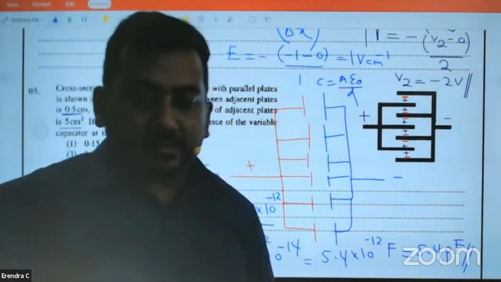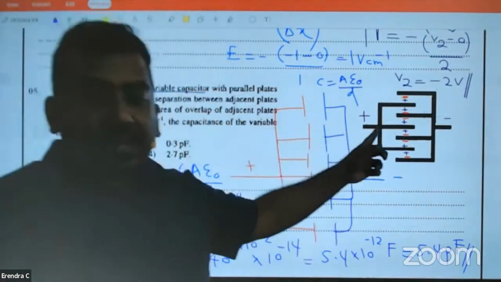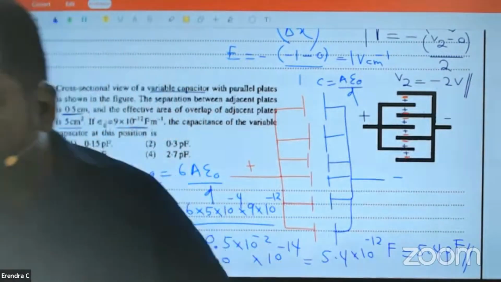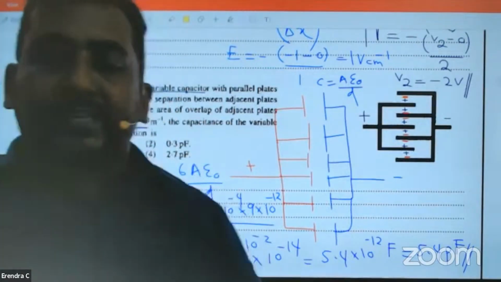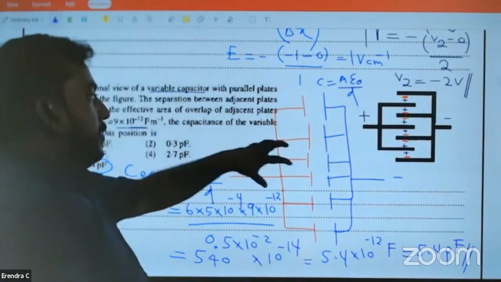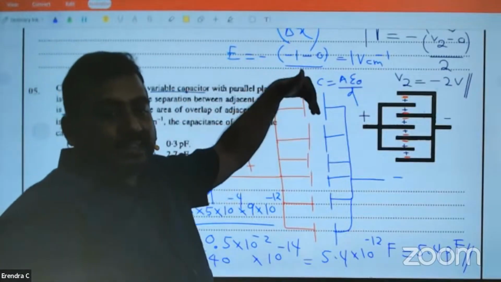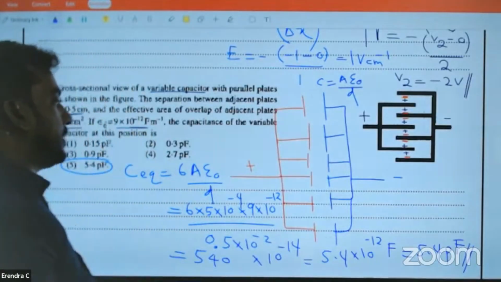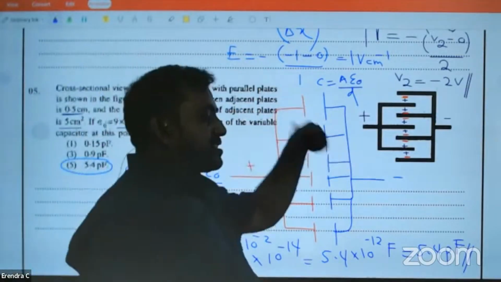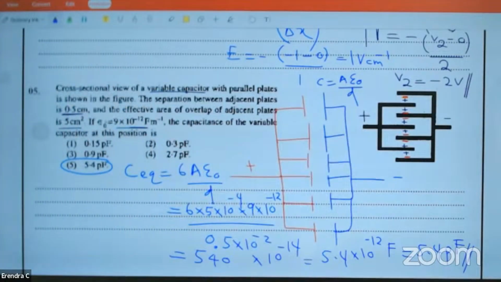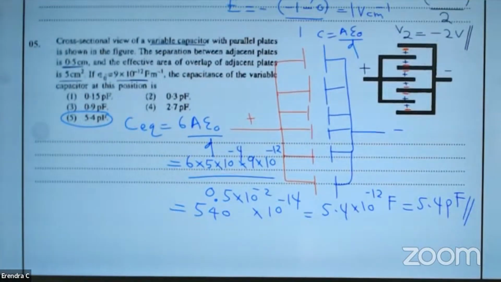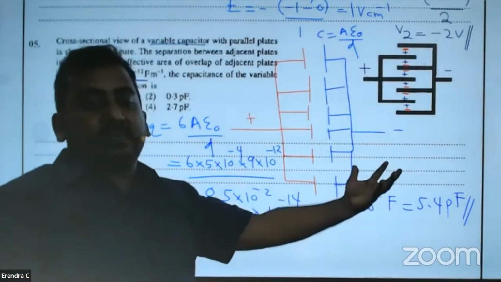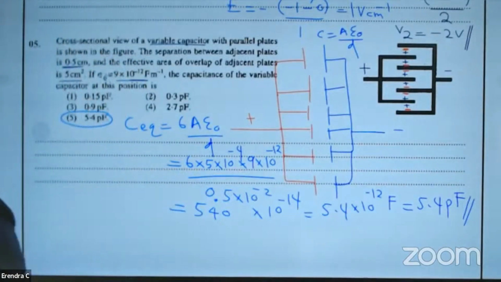So write there a small sentence. We can consider one plate as the positive terminal and the other plate as the negative terminal. From this, we can show that it is a combination of capacitors in parallel. Therefore, capacitors in parallel are like resistors in series.